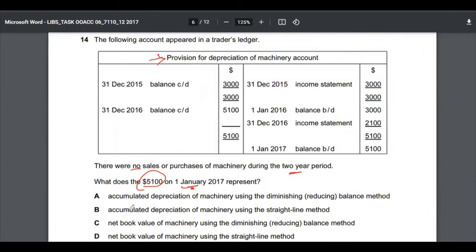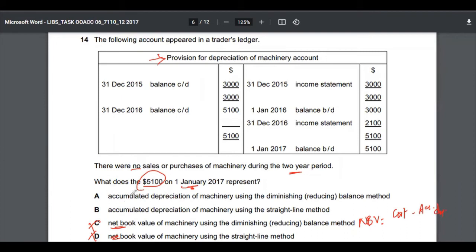Right. If you look at the options, it's not going to be C and D because it's not net book value. It's not a net book value account. It's simply a provision for depreciation account. To calculate NBV, or net book value, it's always cost minus the accumulated depreciation, right? So it's not showing that. So it's not C or D. It's going to be A or B.